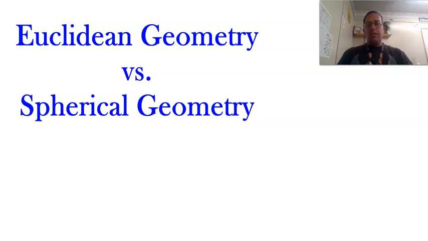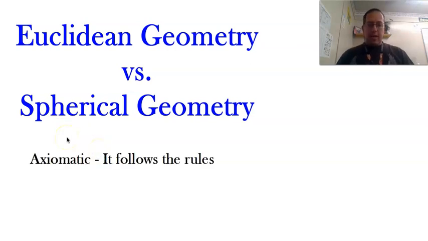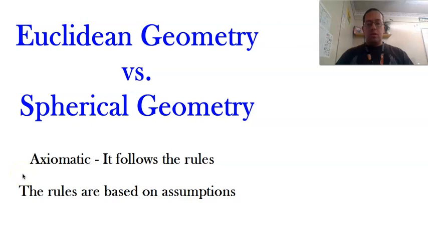Hello class! Today we are going to talk about Euclidean geometry versus spherical geometry. Now if you remember a few videos back we talked about this. We said that geometry was an axiomatic system, which means that it follows the rules. But the thing is, all of these rules are based on assumptions, some basic assumptions that everything else follows along. If this is true, then that means all of this other stuff is going to be true.